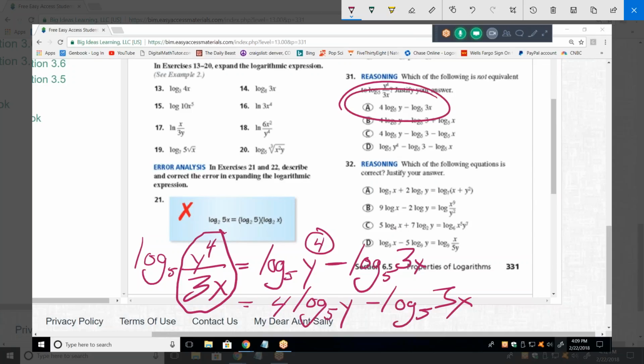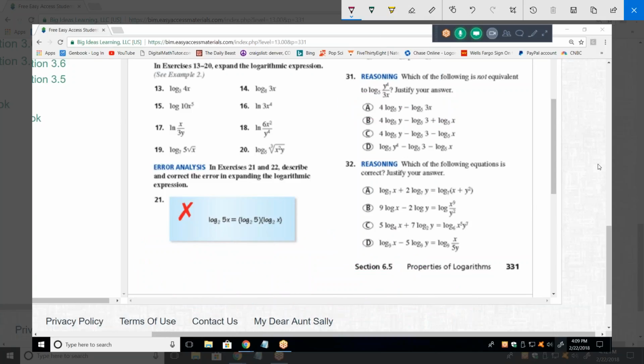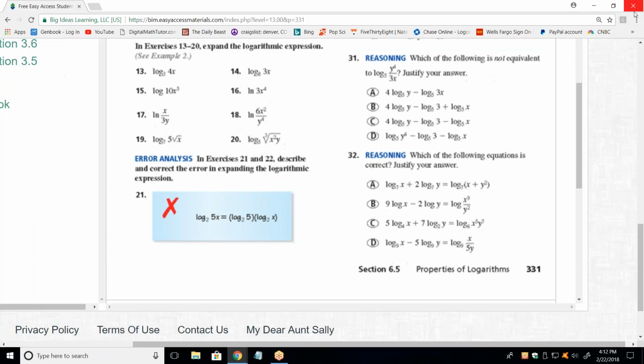So it's A. Actually, we could tell it was A based on one thing and one thing only, if this was a speed test. And the one thing was, we've only got 2 things here. We got a numerator and a denominator. So there can only be 2 things in the answer. And A is the only thing that has only 2 things. Right.